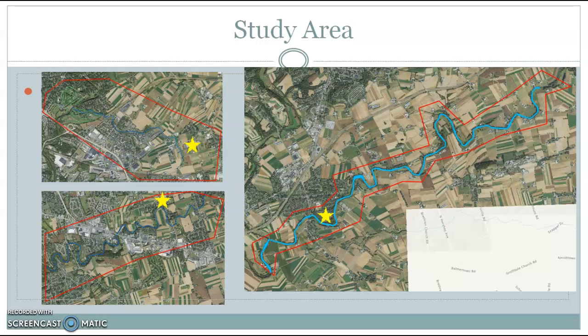Here are the 3 streams shown more closely in blue, with a bounding polygon in red. The yellow stars represent schools in my district which sit near the chosen streams. This was an important criterion of the selection process.